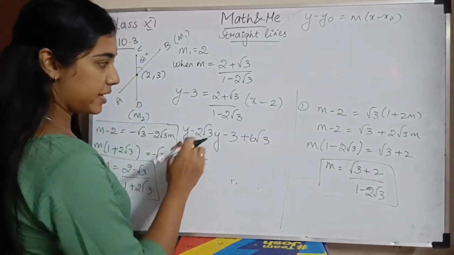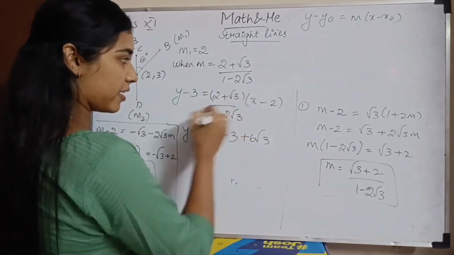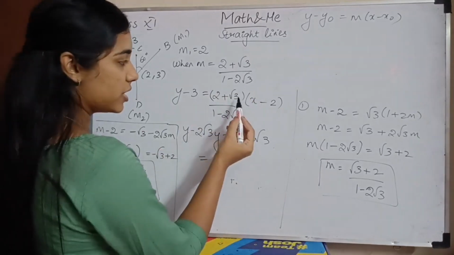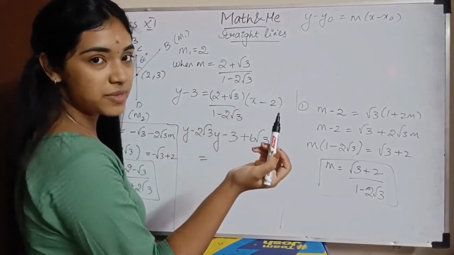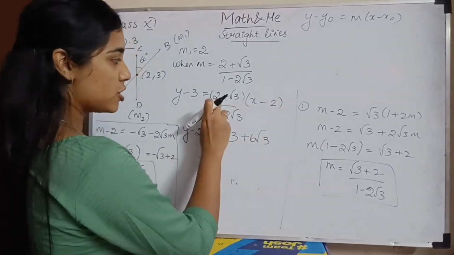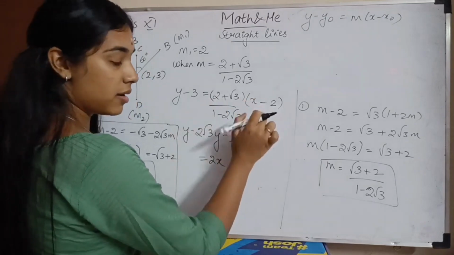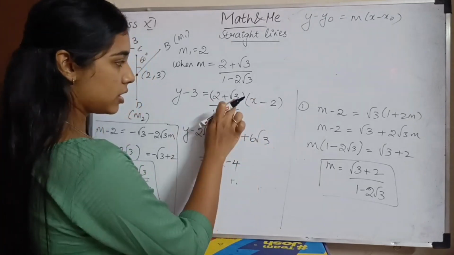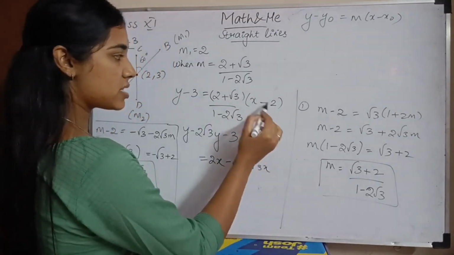What do you have on the other side? 2x. Always put a bracket, otherwise you'll get confused. You will multiply only this and forget this 2. It will be like 2 plus root 3 times x minus 2. So always put a bracket. So 2 times x, 2x minus 4 root 3 x minus 2 root 3.